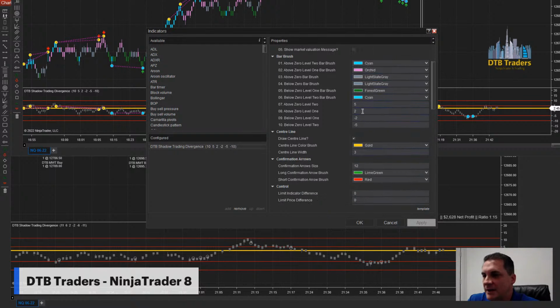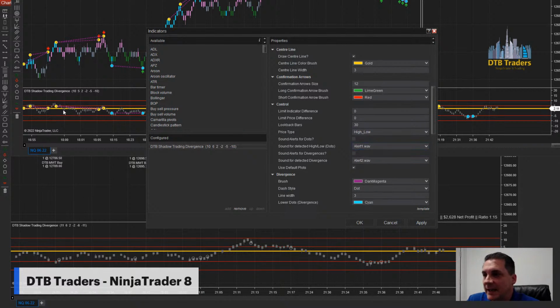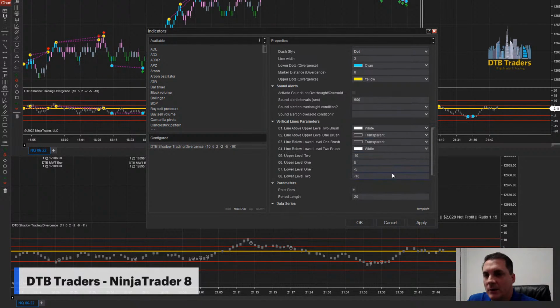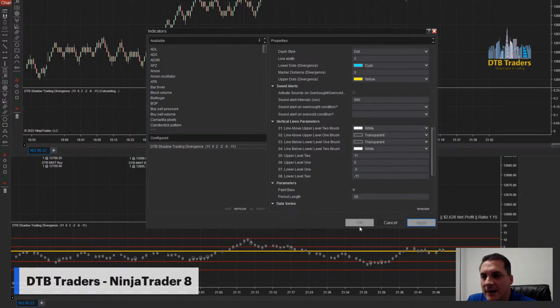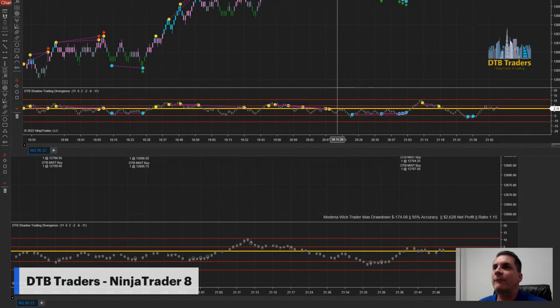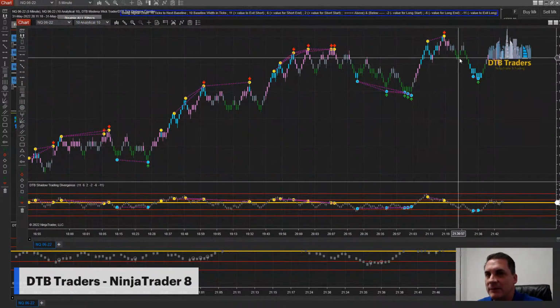So the strategy is going to trade between value 2 and value 6, and between minus 2 and minus 6. So that's the range of where the strategy is trading. And the strategy will exit any open positions when the price goes to 11. So we'll scroll to the bottom and change that to 11 and 11. Apply and OK.